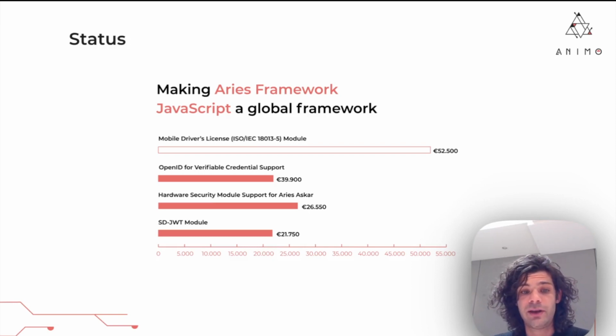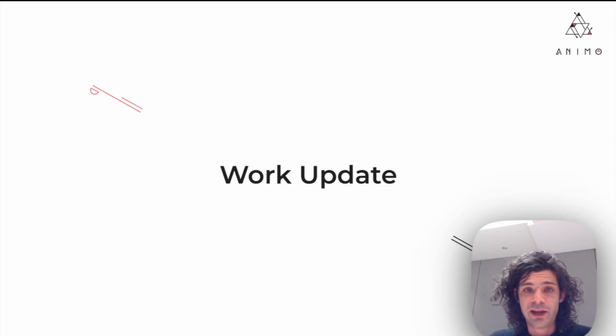The hardware security module work package has recently been funded, and we've started that work a few weeks back. So for the work updates, as I just mentioned, the OpenID for verifiable credentials and SDJWT part is almost finalized.